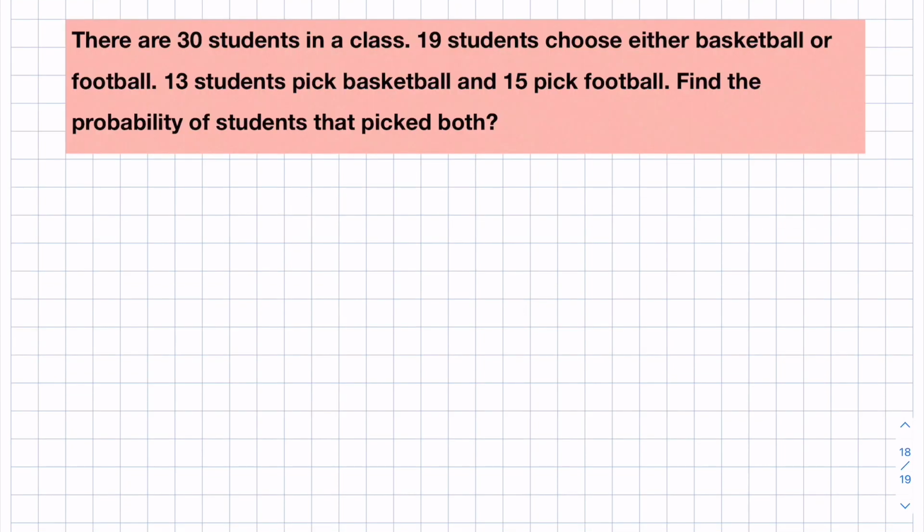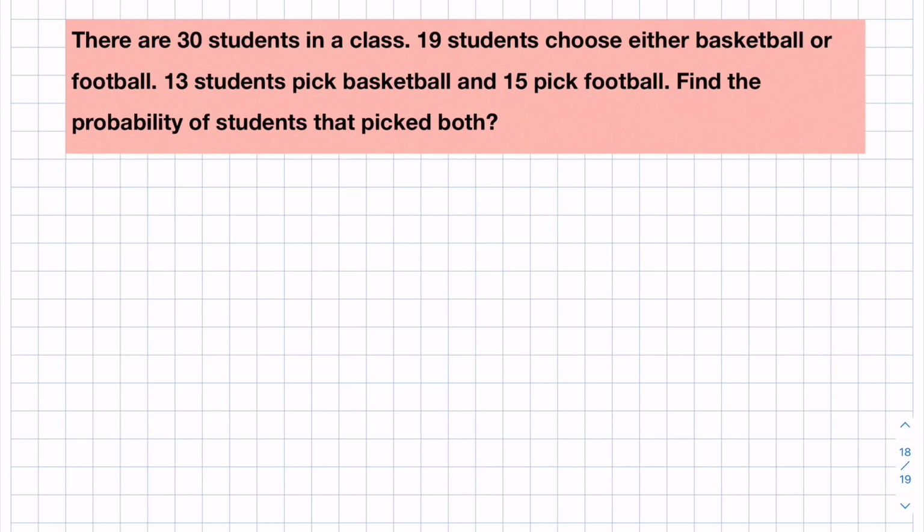There are 30 students in a class. 19 students choose either basketball or football. 13 students pick basketball and 15 pick football. Find the probability of overachievers in this class. That basically means students that pick both.